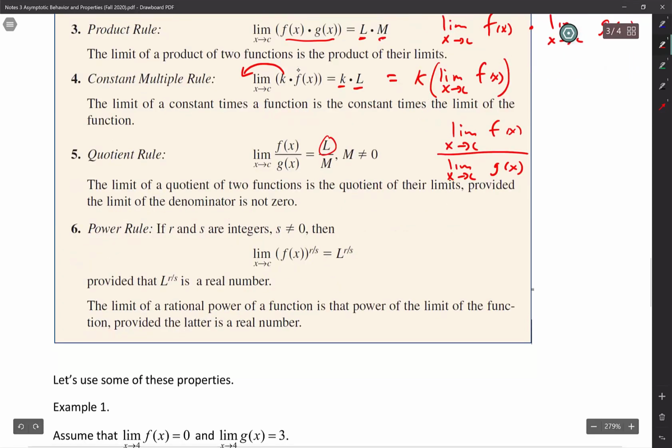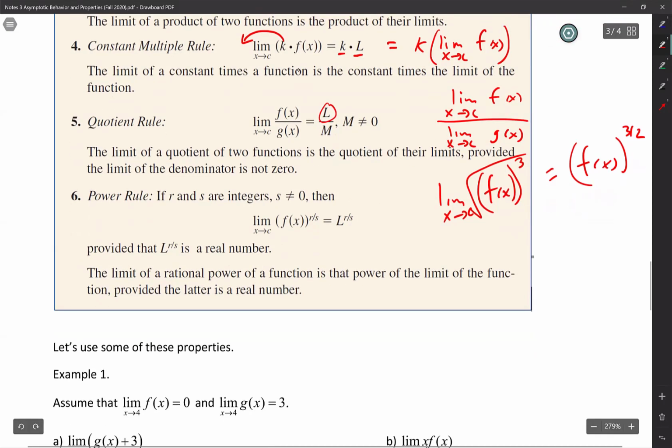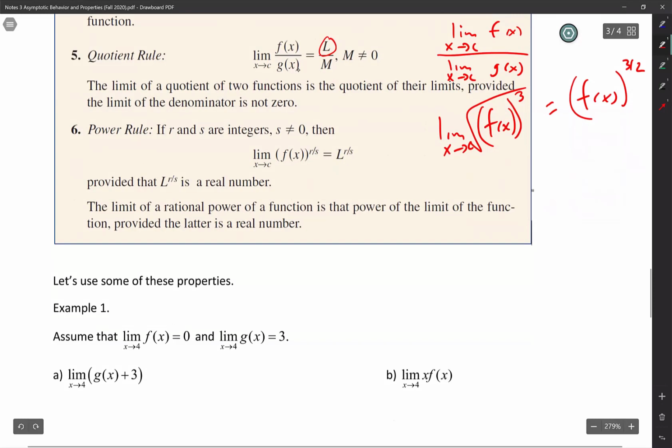And I'm not going to bother with number 6. That's just the power rule, guys. So that just means if you have the limit as x approaches c of f of x raised to the third power, square root of that, you can just do f of x to the 3/2. That's all it means. See, simple, guys. Simple. All right, let's continue, guys.